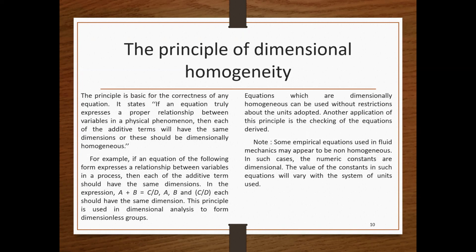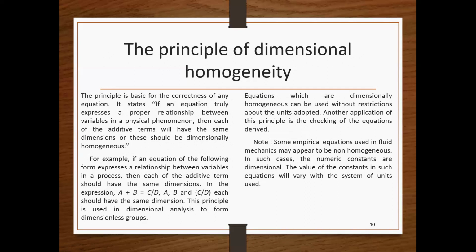For example, if an equation of the following form expresses a relationship between variables in a process, then each of the additive terms should have the same dimension. In the expression A plus B is equal to C over D, A, B, and C over D each should have the same dimension. This principle is used in dimensional analysis to form dimensionless groups. Equations which are dimensionally homogeneous can be used without restriction about the units adopted, SI or English. Another application of this principle is the checking of the equations derived.